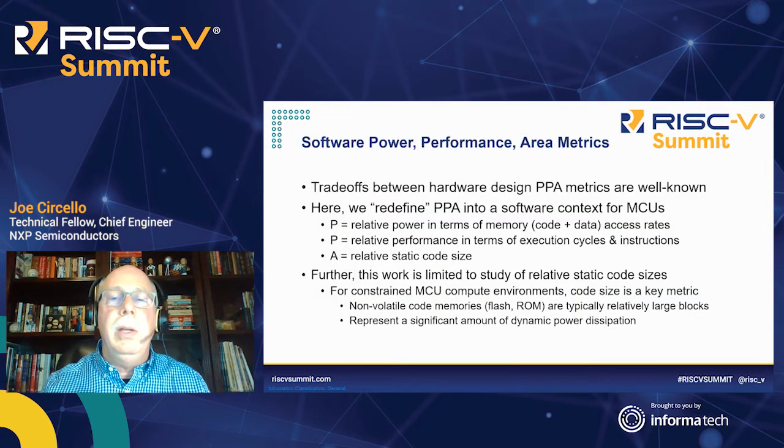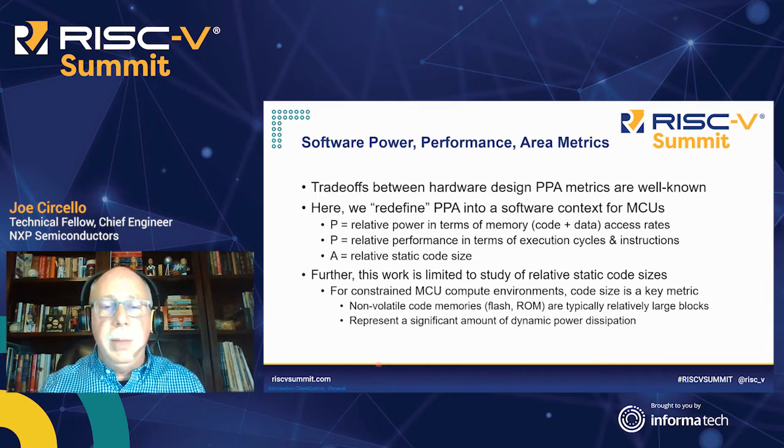So in hardware design, the notion of power, performance, and area as key metrics in overall SoC optimizations is well known. But what we'd like to do today is to redefine the PPA metrics into a software context that can be used for MCU architectural analysis. In this context, the P is the relative power in terms of memory, both code and data access rates. The second P is a measure of performance in terms of execution cycles and instruction execution path length. And A is a proxy for area based on relative static code size. Further, the work that is presented today is limited to the study of the relative static code sizes.